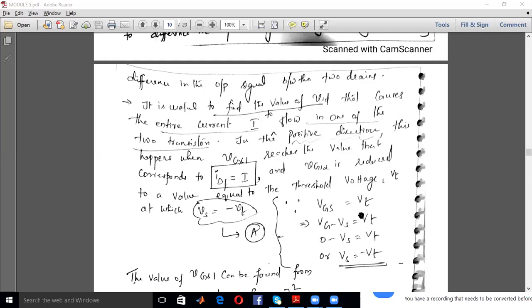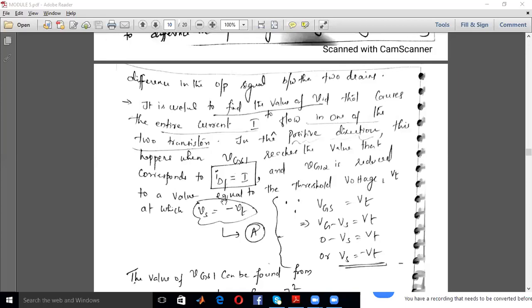Fine. Now what is this VGS? VGS is nothing but VG minus VS. You know that in this gate terminal you are giving 0. As far as the second transistor is concerned, the gate voltage is 0. So 0 minus VS is equal to Vt, or VS is equal to minus Vt. So keep this in mind. These two conditions we are now going to deal with.